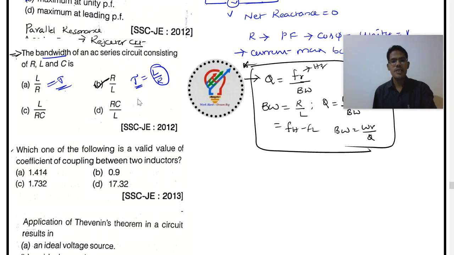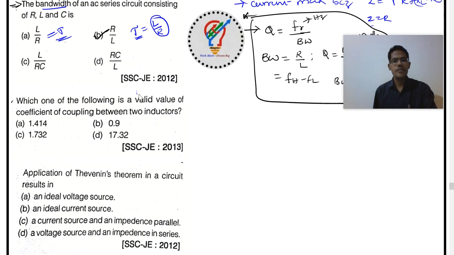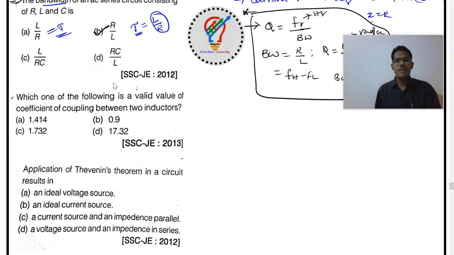Okay, next question. Which of the following is a valid value of coefficient of coupling between two inductors? So first of all, I will discuss what the coefficient of coupling is. When two coils are there like this, they are connected magnetically with the help of a core. The material between these two windings is the core, this is the primary winding and this will be the secondary winding.